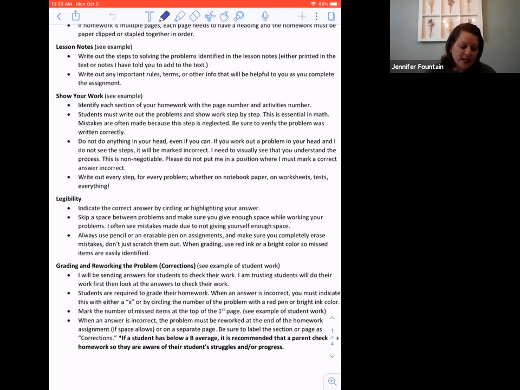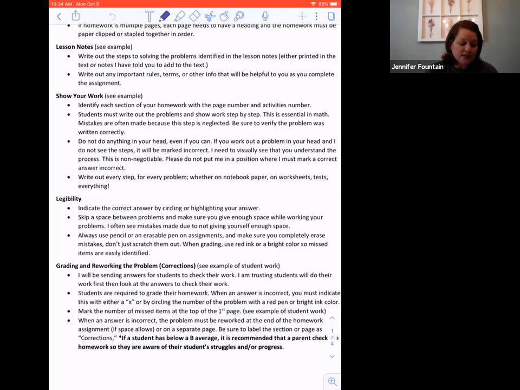Okay, so it says write out the steps to solving the problems identified in the lesson notes, either printed in the text or notes that I've told you to add to the text. Then write out any important rules, terms, or other information that's going to be helpful for you to complete the assignment. That might be an equation that you need to use every time, or a definition that you know you need to remember, anything that you feel is important for you to remember how to work that problem. Steps in a process, equations, definitions, whatever, okay?